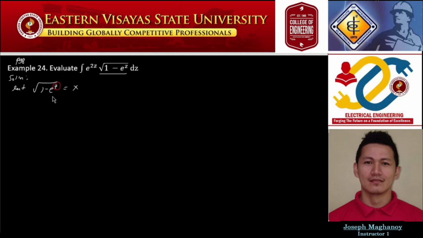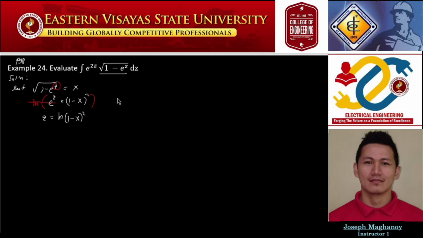So we remove the radical. That is e^z = 1 minus x squared. Okay, so we need to determine z. We take ln of both sides, and the e cancels out. So the remaining is z equal to ln of quantity 1 minus x squared.